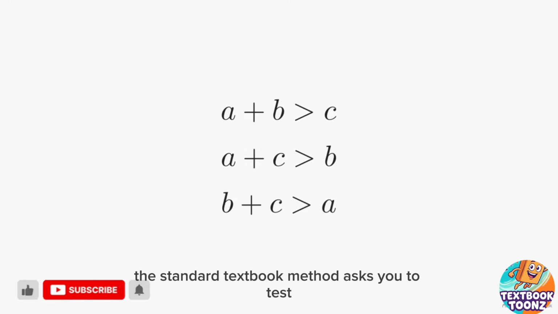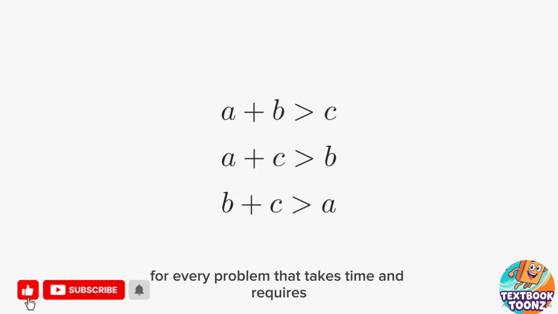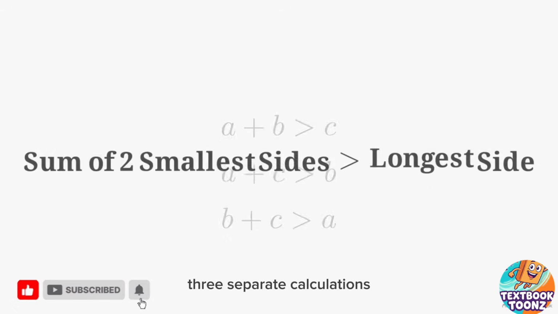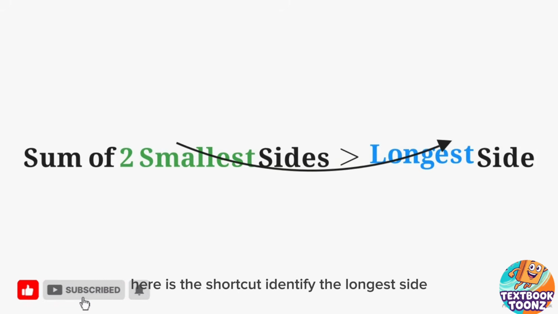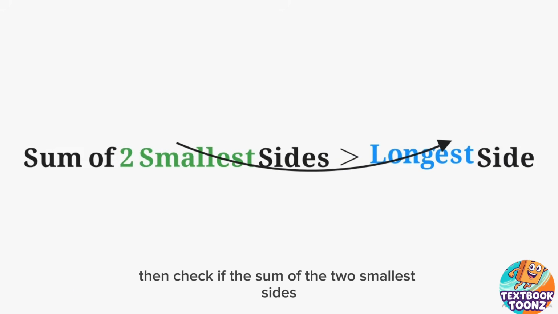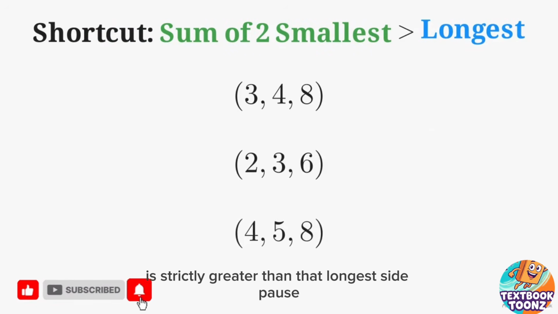The standard textbook method asks you to test all 3 of these algebraic equations for every problem. That takes time and requires 3 separate calculations. Here is the shortcut. Identify the longest side. Then check if the sum of the 2 smallest sides is strictly greater than that longest side.